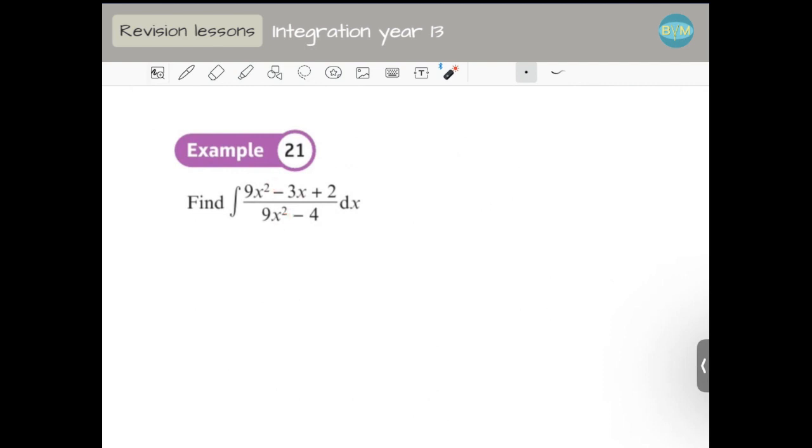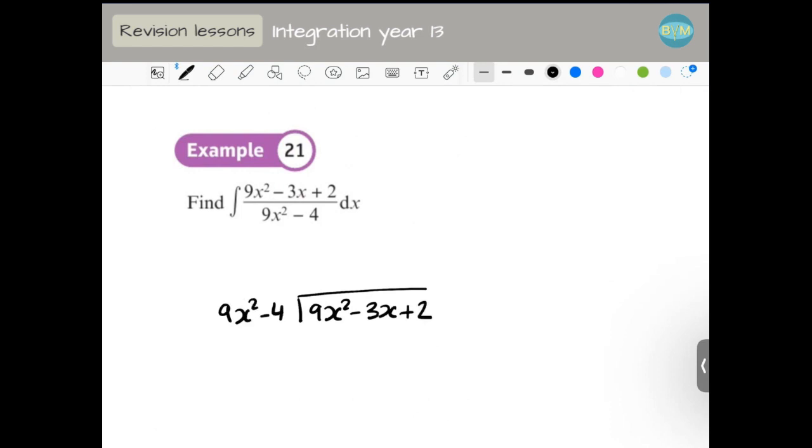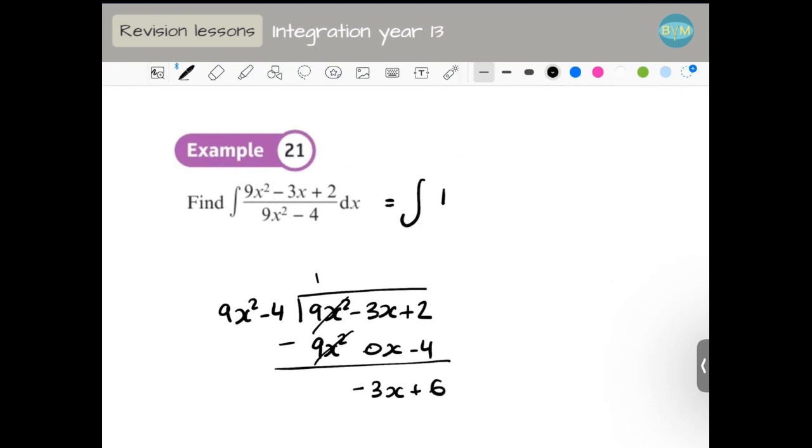So if you divide the polynomials, you get an expression much easier. You have 9x squared minus 3x plus 2 and 9x squared minus 4. When you divide, the quotient is 1, and then the remainder is minus 3x, 2 minus minus 4 is plus 6, no? So this is the same as your answer, 1, plus the remainder divided by this one. So plus minus 3x plus 6 divided by 9x squared minus 4 dx.